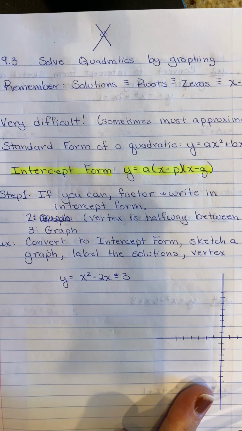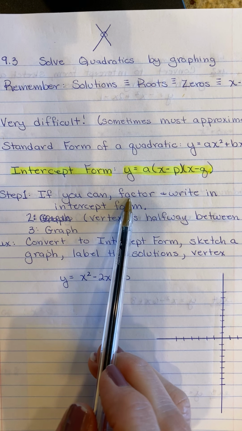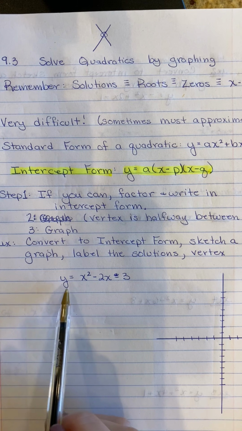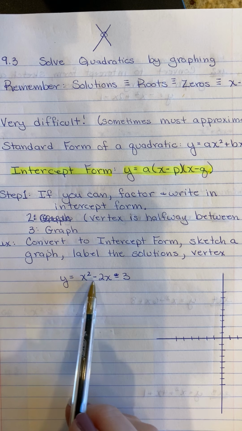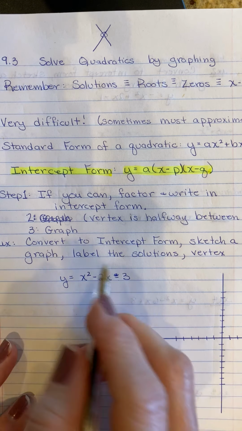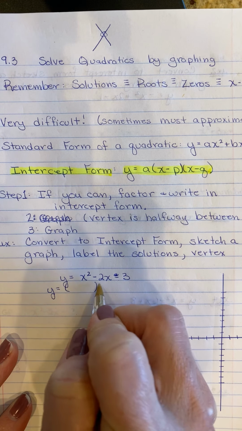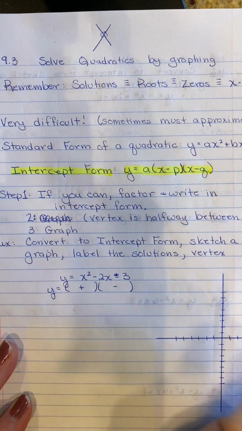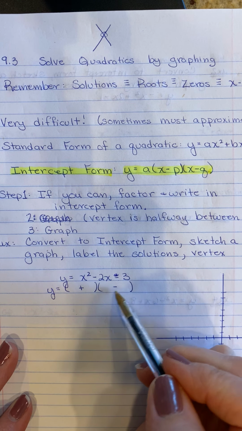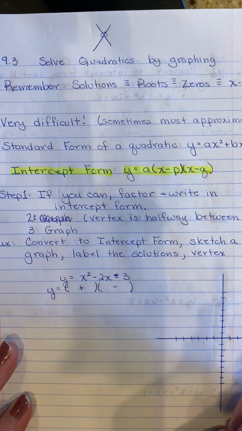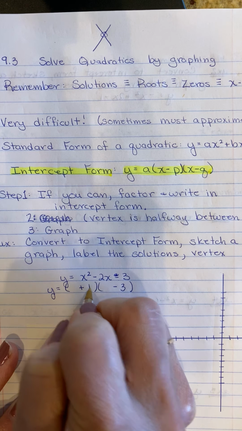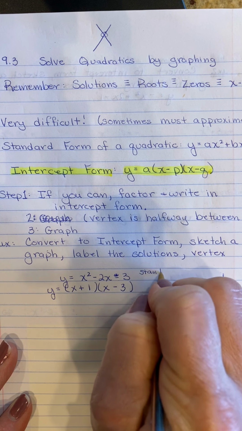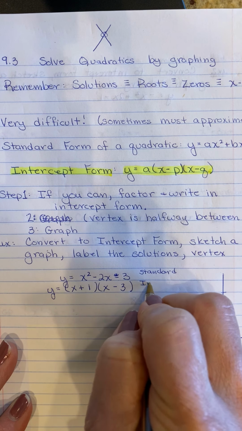Here are the steps to solve by graphing. If you can, factor your quadratic and write it in intercept form. So we're just going to jump in and do that. Here's our quadratic equation: y is equal to x squared minus 2x minus 3. I'm going to try and factor this. I put down my two parentheses. I've got a negative sign here, which means one is plus and one is minus. I need two numbers that multiply to 3 and have a difference of 2, so that's going to be a -3 and a +1. So I have just rewritten this from standard form into intercept form.